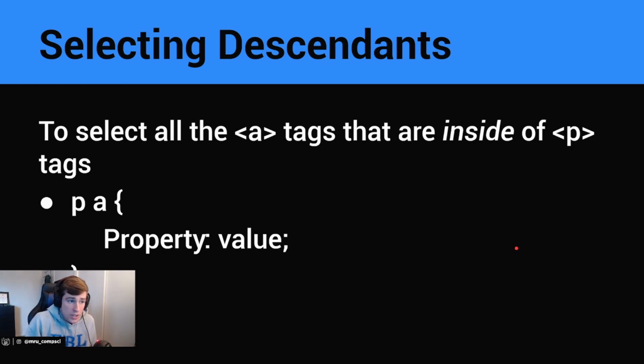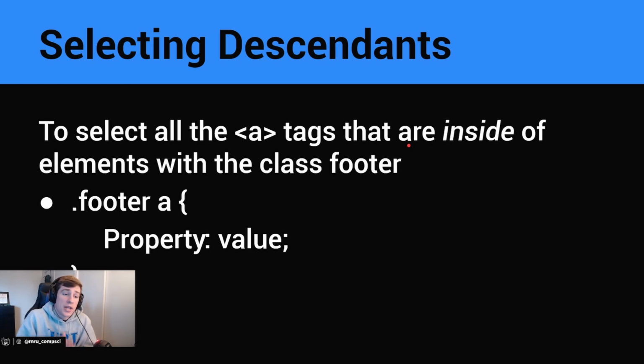So, selecting with descendants. To select all the A tags that are inside of a P tag, you simply put a space. So P space A, and then have as many declarations as you want. In this case, remember, a declaration consists of a property and a value. To select all the A tags that are inside of elements with a class, you would put the class first, so dot footer, and then A, with as many declarations as you want on the inside.